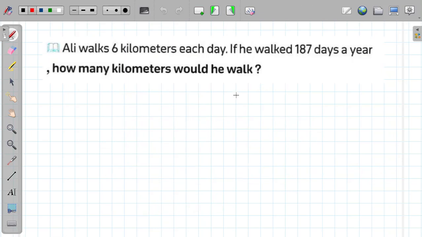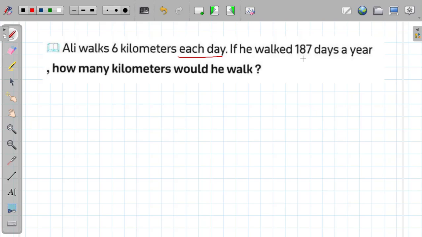Let's try a word problem, and I want to use the area model or the distributive property to solve this problem. Ali walks 6 kilometers each day. So I want to repeat 6 kilometers. If he walked 187 days a year, how many kilometers would he walk?